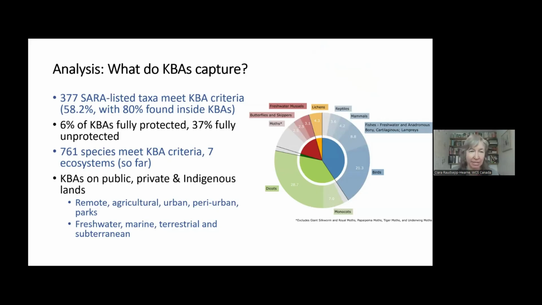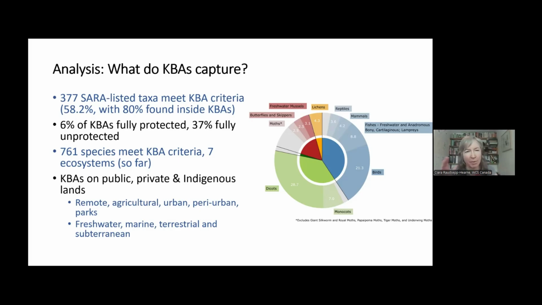We've seen now that we've identified most of these Key Biodiversity Areas that it's important to do an analysis of this. And this is also where some of these interesting data tools that Tanya was talking about will be useful, because as we look at the Key Biodiversity Areas, we've identified them for a huge range of species, and now 7 ecosystems so far. So 761 species meet KBA criteria so far, and 7 ecosystems again so far, and that will grow quite a bit in the coming year or so.